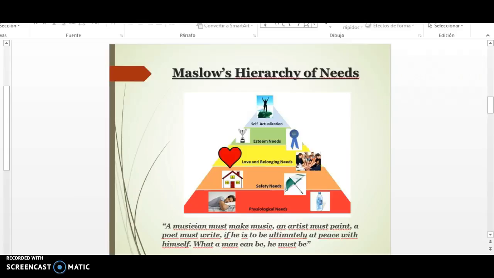According to Maslow, humans need to feel a sense of belonging and acceptance among social groups, regardless of whether these groups are large or small.